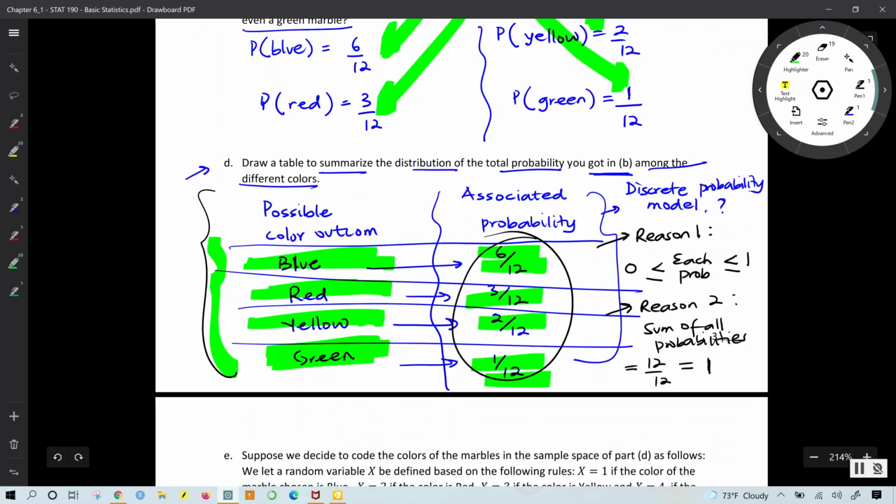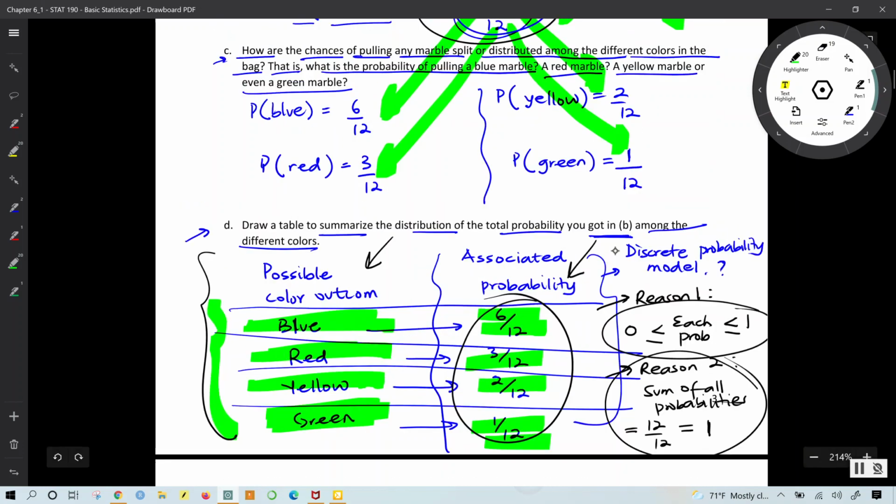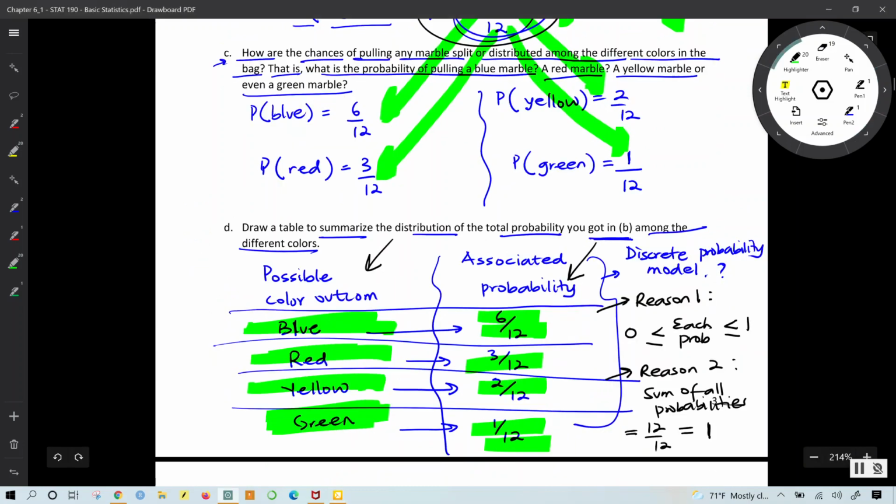So any table where you have all the possible outcomes of a statistical experiment, all the probabilities associated, or the respective probabilities for each of the possible outcomes, and we also find that these two properties are satisfied, is called a discrete probability model or a discrete probability distribution. Now that we have established what a discrete probability model or a discrete probability distribution is, let's proceed further.